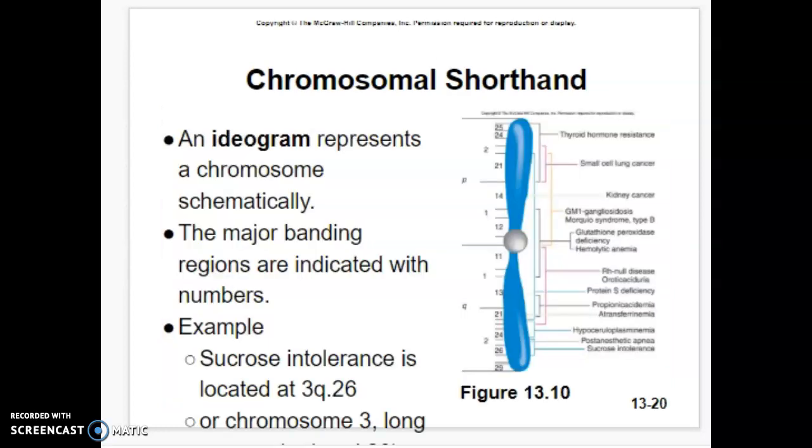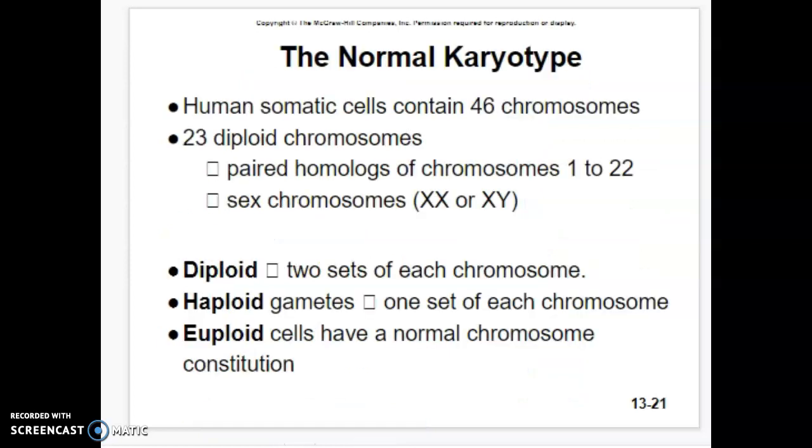I'll go into that in a minute. Anyway, you can identify a gene through chromosomal shorthand as well. We won't go into that detail at this point in time. It's there if you want to look at it.